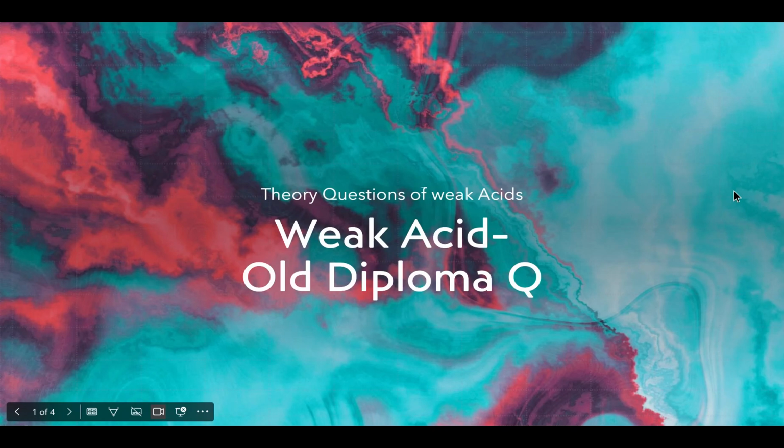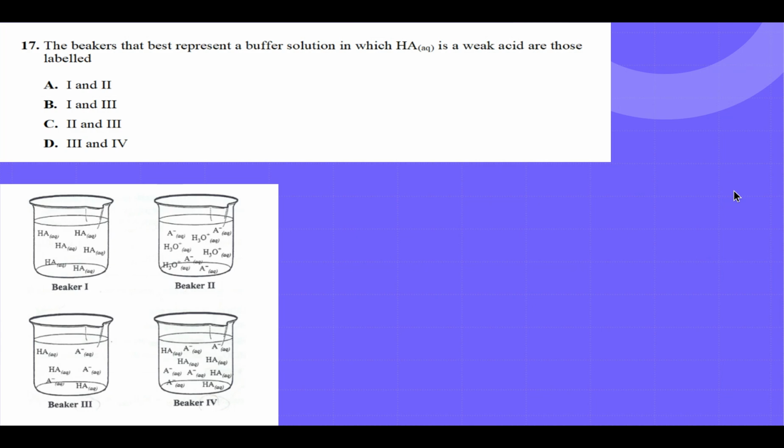All right, so today we're taking a look at some theory questions with weak acids. This is part of the equilibrium acids and bases section of Chemistry 30, and we are looking at old diploma questions. The first question has to do with a picture describing what's going on, and you see this quite often with the diploma, where it's important that we can interpret the ions in solution within the picture.